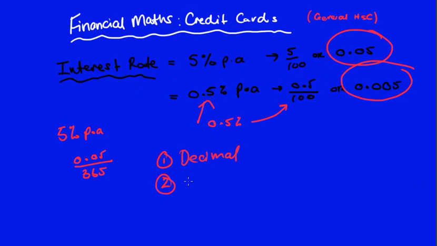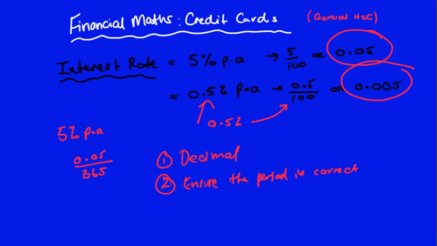Second of all, ensure the period is correct. Now you'll see in a few questions to follow that often they will give you the interest rate already converted per day, like 0.5% per day. So you probably won't have to change that, but you will have to make sure that it is a decimal.